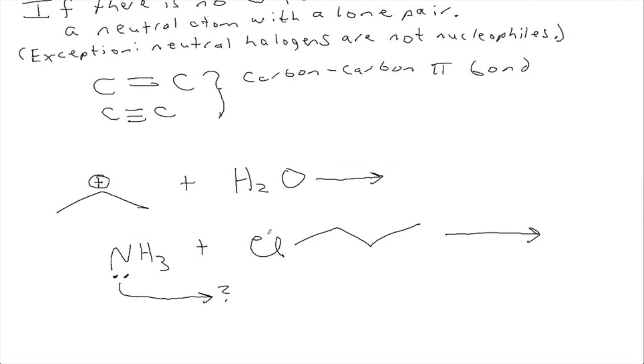By the way, chlorine has a lone pair, right? It does. But it's not the nucleophile, is it? No. Yeah, that's what I meant by this exception. Neutral halogens have lone pairs, but they're still not nucleophiles. You probably already kind of know that anyway. So neutral atoms with lone pairs are nucleophiles, but not neutral halogens. What role do neutral halogens play? Leaving groups. Yeah, neutral halogens are leaving groups, not nucleophiles.